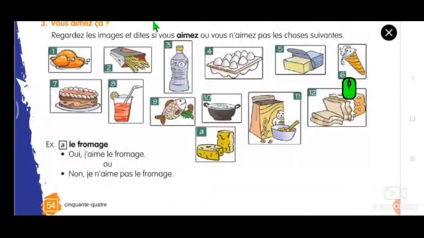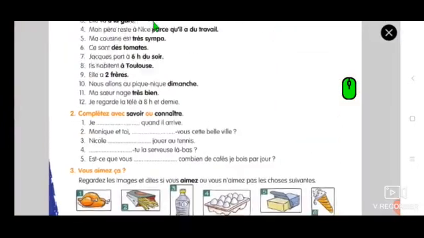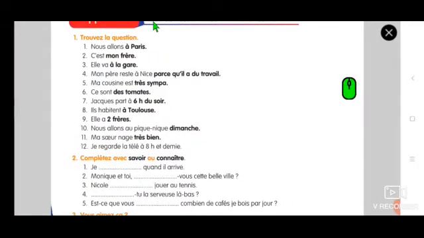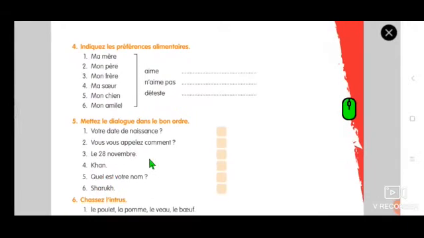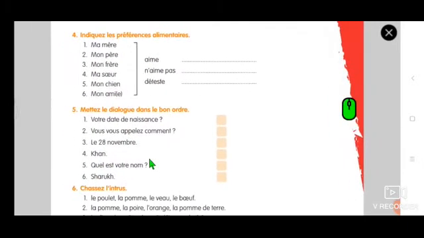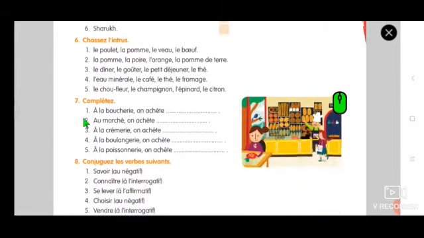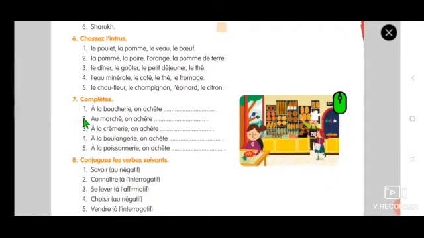So let's see that in the format of exercise number 1, trouver la question. I think you already did this exercise, so whatever exercise was there in the second midterm I will not repeat, so you can omit that and prepare for the other exercises. Indiquer les préférences alimentaires, I said I will not ask. And exercise numbers 5, 6, 7 are important, yes, and 8.